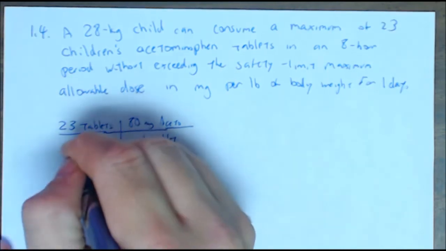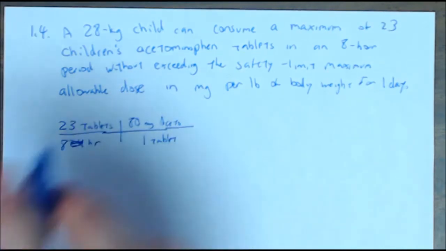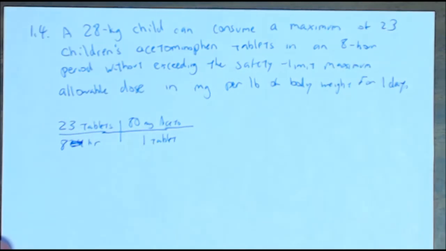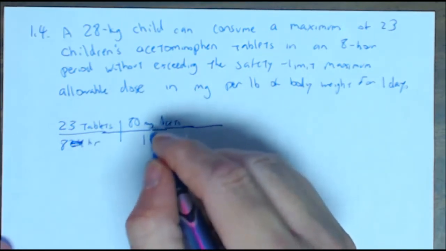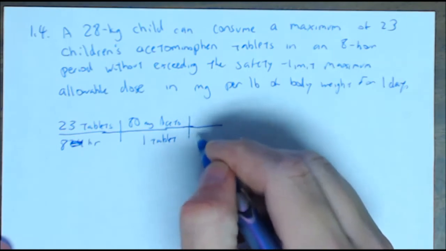Oops, I made a mistake. That should be 8 hours, not 24 hours. I'm sorry. All right, and it's asking for the amount per 1 pound of body weight per 1 day. All right, so I've got 23 tablets. We've got this number of milligrams.